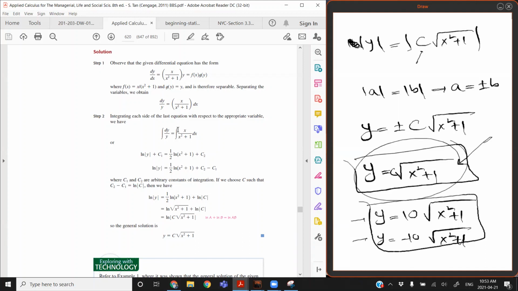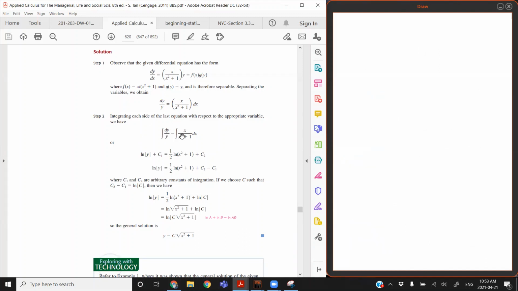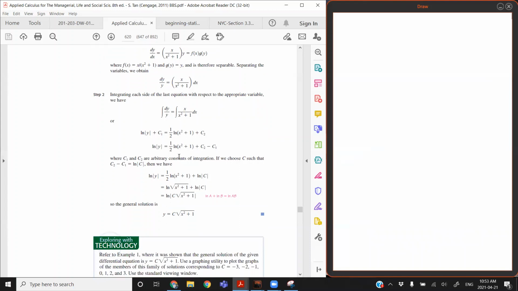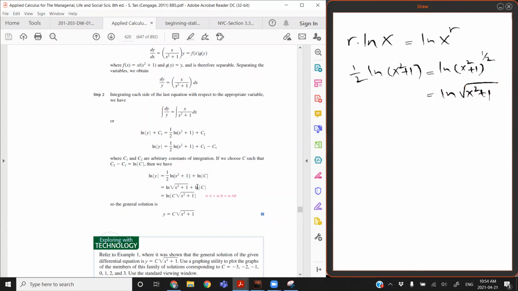Okay, so do we all understand how this 1/2 became the power? I'm just using these properties. I want to express them very quickly again. If you have r times ln of x, this is ln of x to the power of r. So here I had 1/2 times ln of x squared plus 1. So this became ln of x squared plus 1 to the power of 1/2, which is the same as ln of root x squared plus 1.